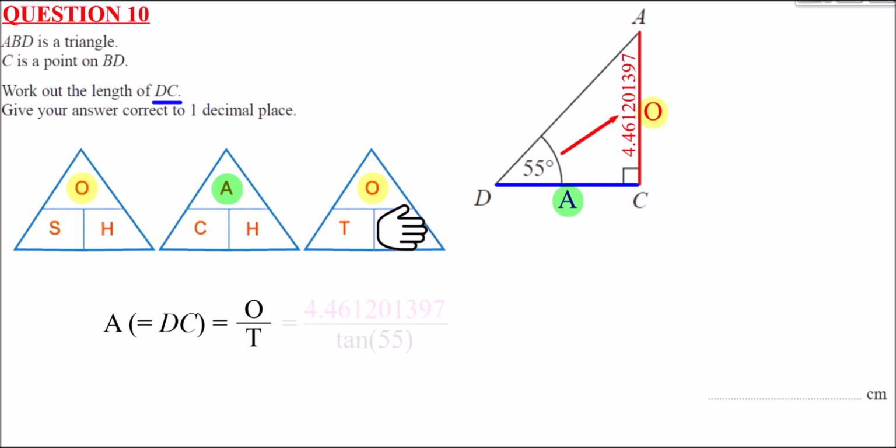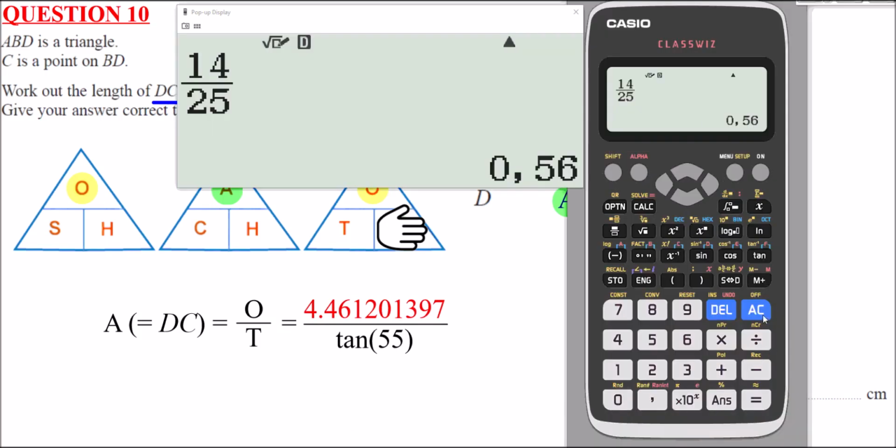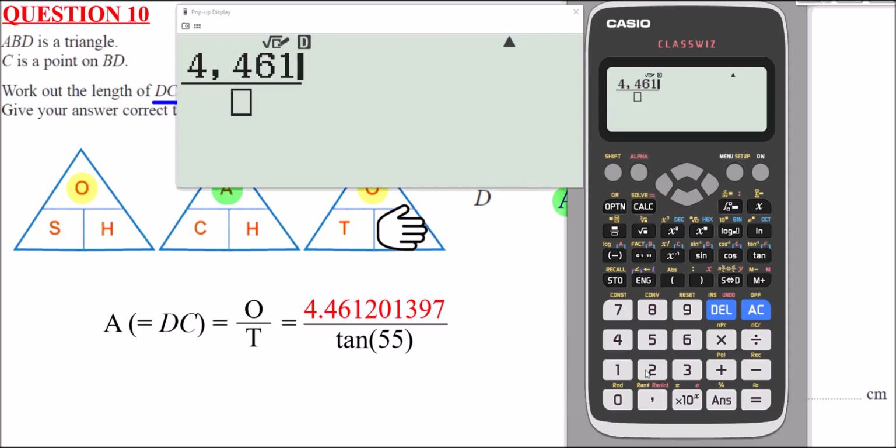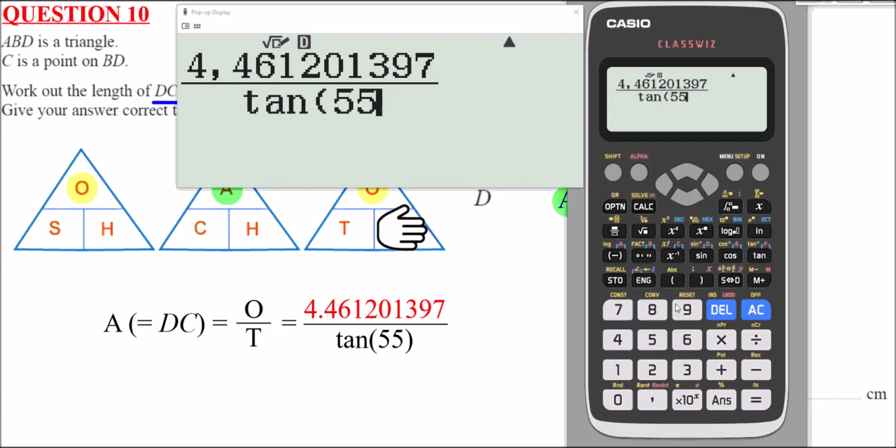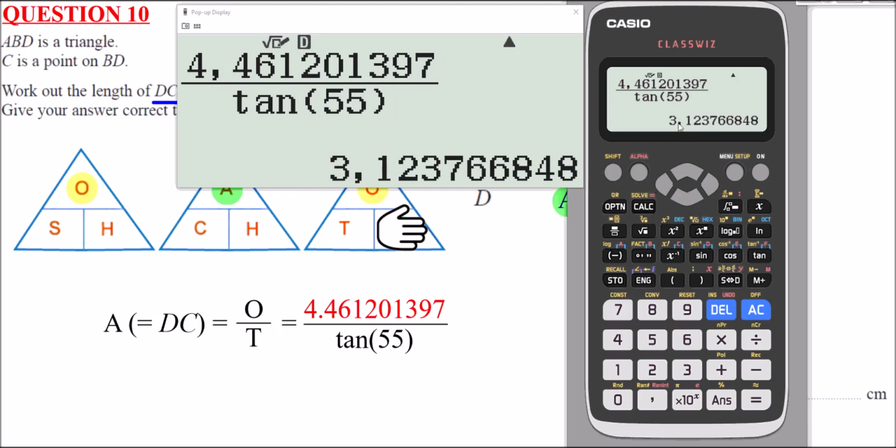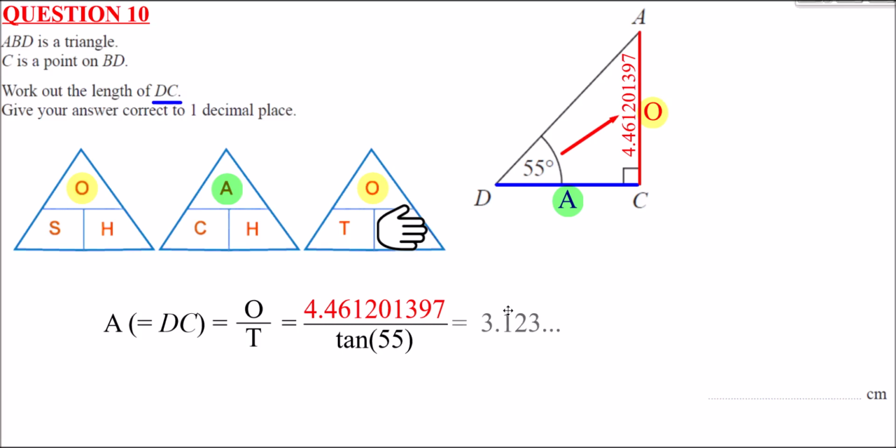So it's the opposite, 4.461201397. Again, don't round off too soon. Divided by tan 55, press equals, and we should get our answer. So if I show you here, if I type in 4.461201397, and then type in tan 55, close the brackets, I get 3.12 and so on and so on. So my answer that the calculator gives is 3.123 and so on and so on.